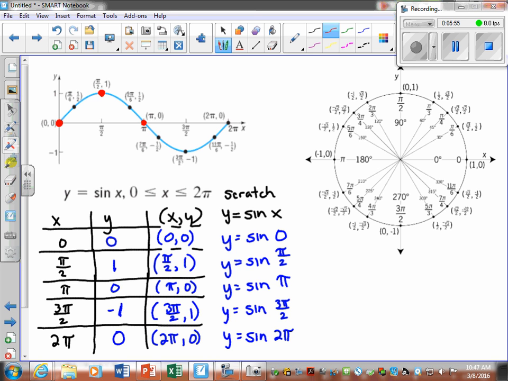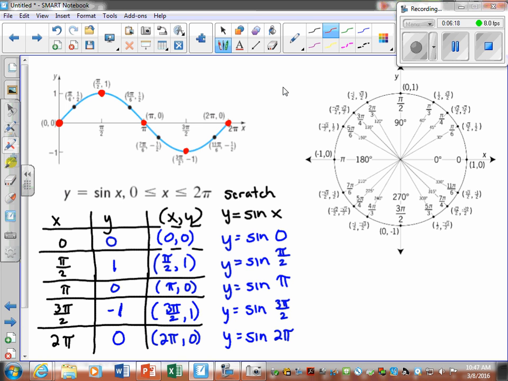XY value there. 3 pi halves, negative 1, and pi over 2 comma 0, and then we would just sketch that graph. So we didn't do all of these points in between, but it's pretty obvious how we get to that, and I just wanted you to see the whole process taken out to see how you use the unit circle to fill these out.